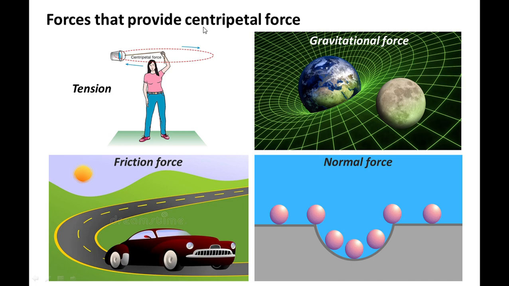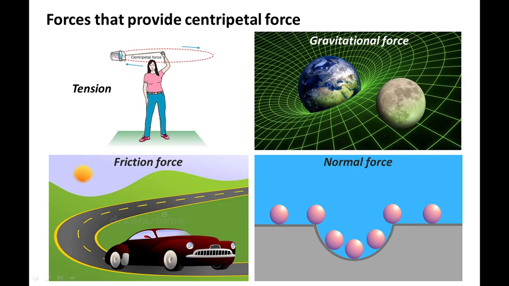By the way, centripetal force is not a real force, I mean not an actual force that is named centripetal force. Centripetal force is a general term for all the forces that can cause attraction of the object towards the center of the circular path. So we have here four examples wherein we have different types of centripetal force.